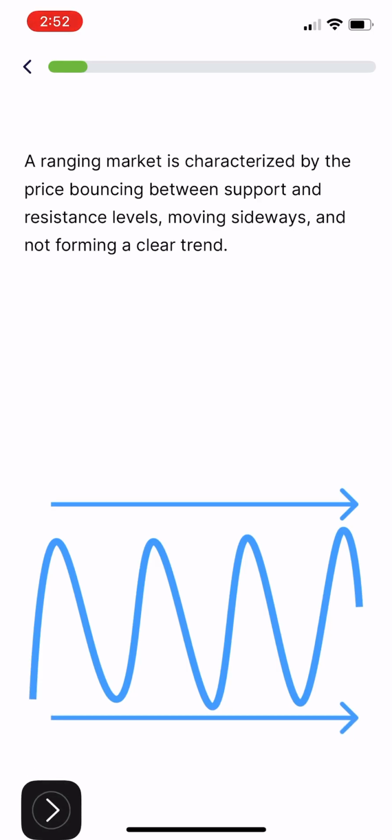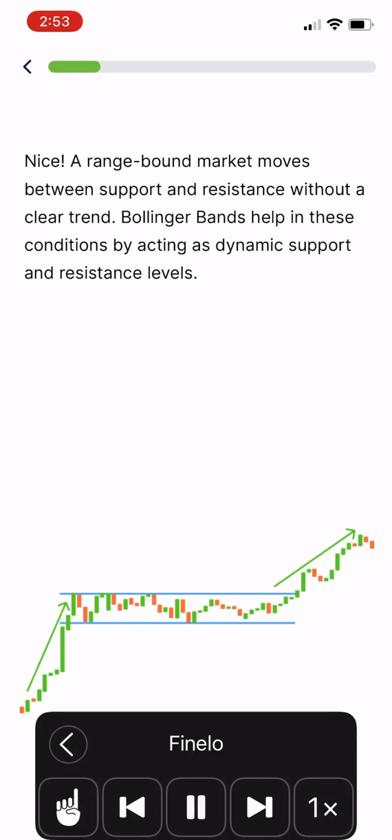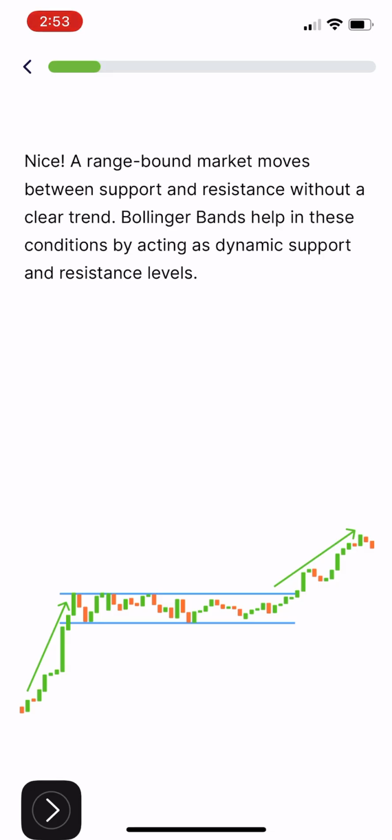A ranging market is characterized by the price bouncing between support and resistance levels, moving sideways, and not forming a clear trend. A range-bound market moves between support and resistance without a clear trend. Bollinger Bands help in these conditions by acting as dynamic support and resistance levels.